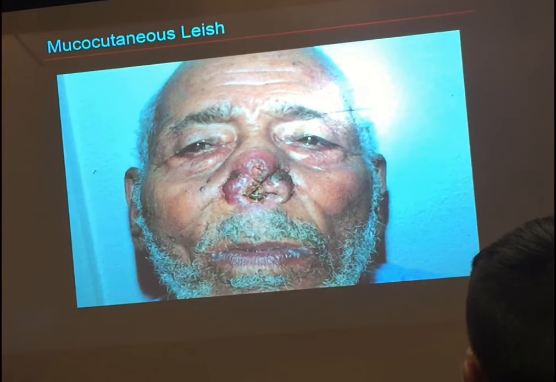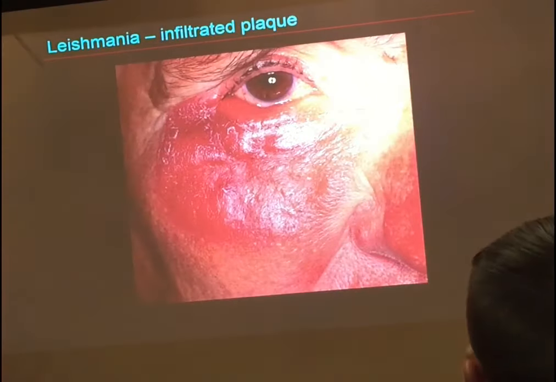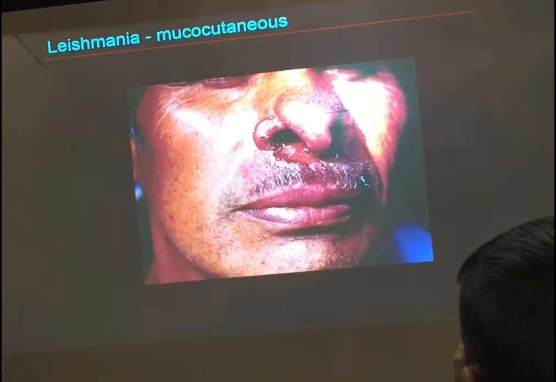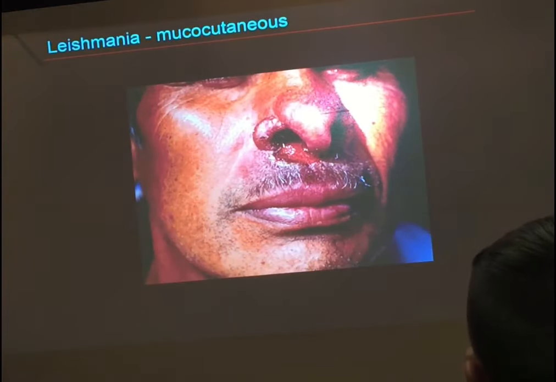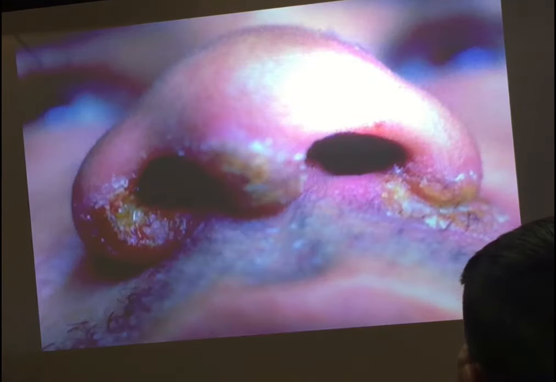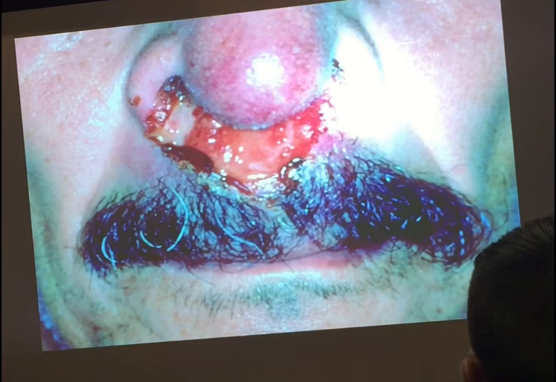Just a few pictures of mucocutaneous lesion now. So this can be very disfiguring. This is mostly seen in the New World species also. Infiltrated plaques on the face. When you see this, mucocutaneous lesion, Central and South America. Again, lots of pictures I put up of mucosal leishmaniasis to show you how disfiguring this can be.